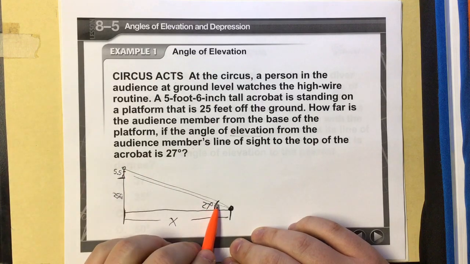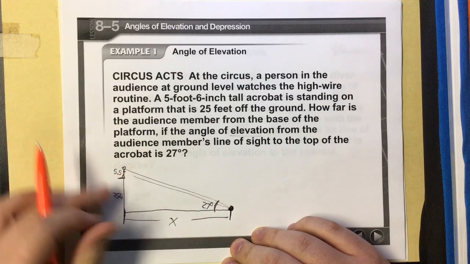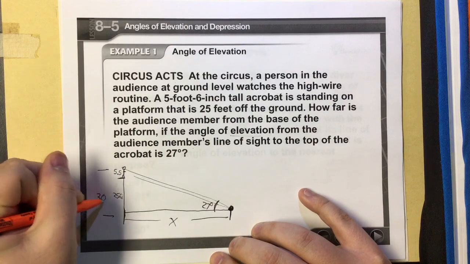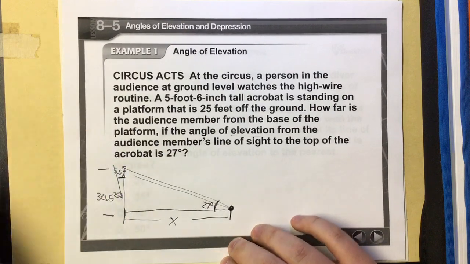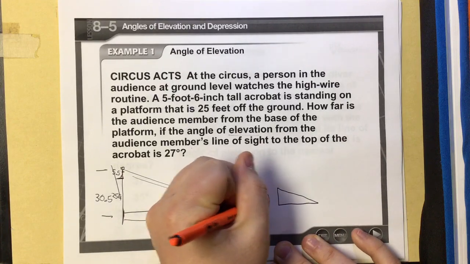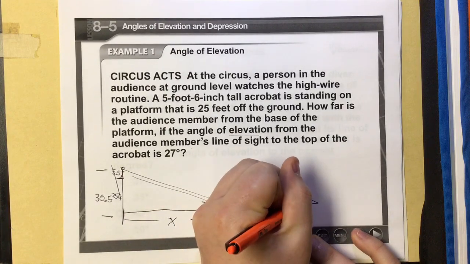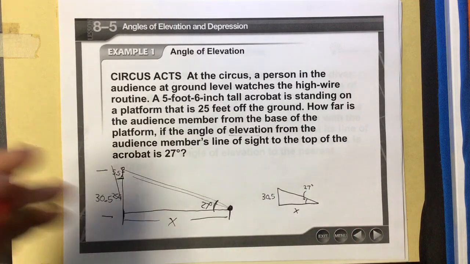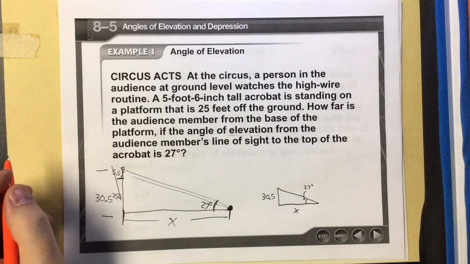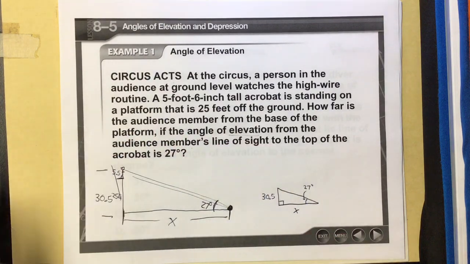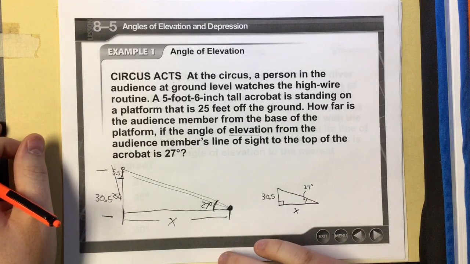So we have an angle, we have one side, we have to add those together for a total of 30.5. So really, all we have is 30.5, X, and 27 degrees. So you read the problem, draw a right triangle, and then you use sine, cosine, or tangent to find what you need.